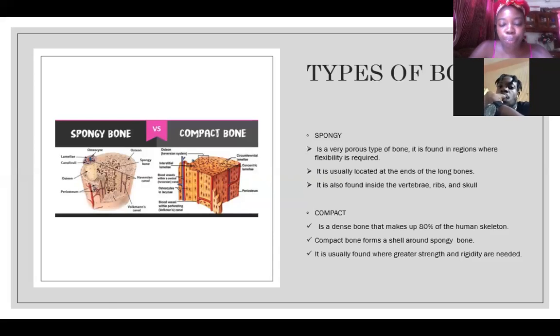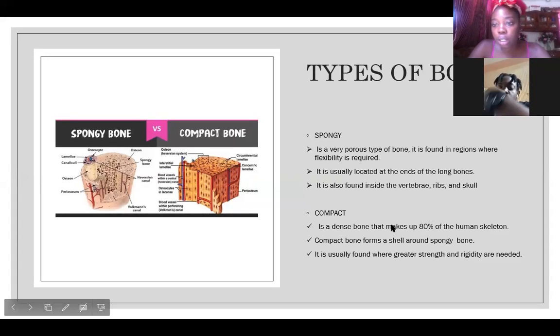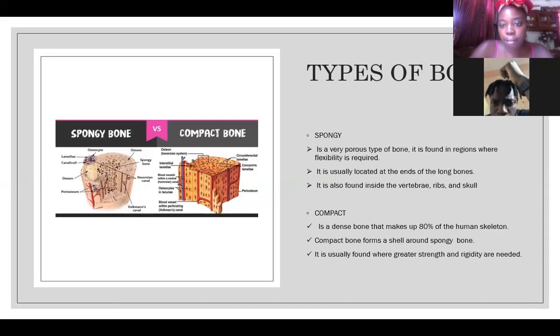So first off, there are different types of bones in the body. The first type of bone we'll be dealing with is spongy bone. As you can see, the spongy bone is a very porous type of bone, and it is found in places where more flexibility is required. It is usually located at the end of long bones, and it could also be found inside of your vertebrae, your ribs, and your skull.